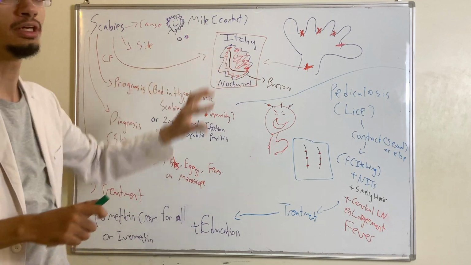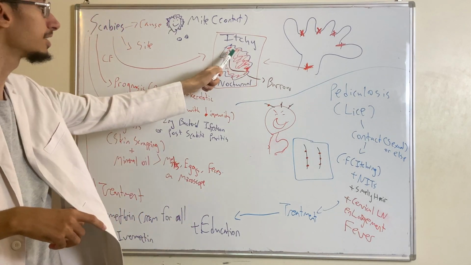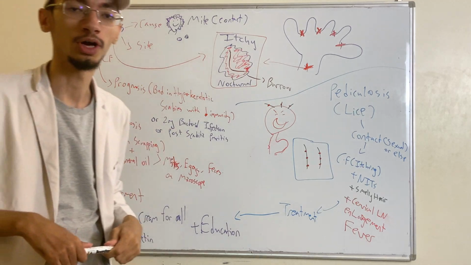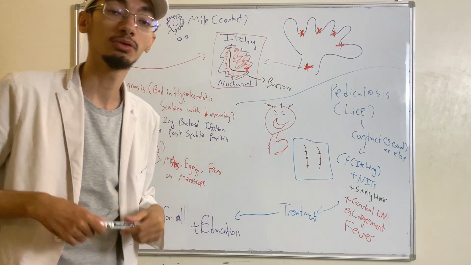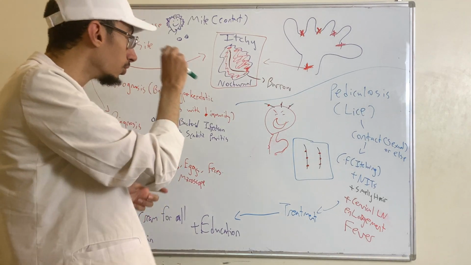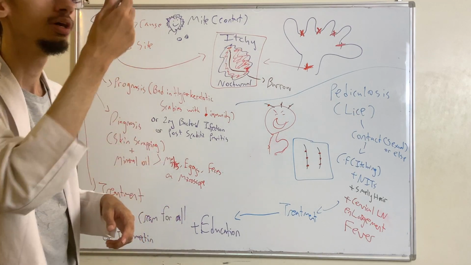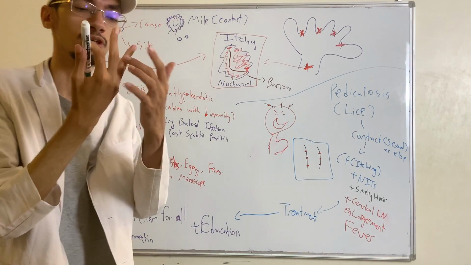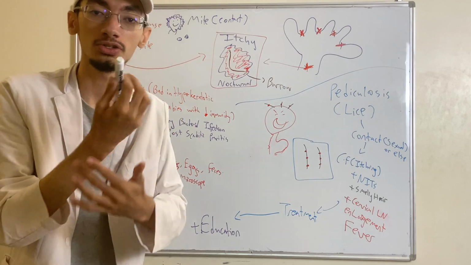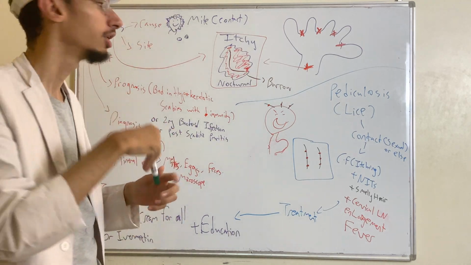So let's zoom in and see what this skin lesion looks like. Well, it appears as an erythematous papule or a vesicle, but typically a raised lesion that's erythematous in nature. And if you look very closely at this very itchy erythematous papule or vesicle that might be present between the fingers or the wrist, you might see the appearance of a tunnel in the epidermis.